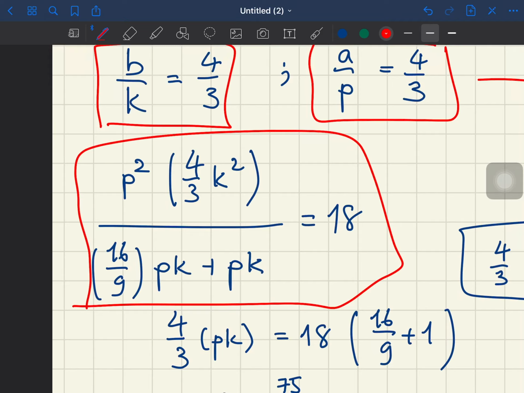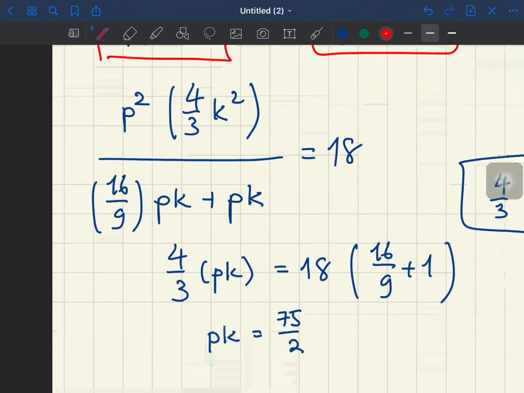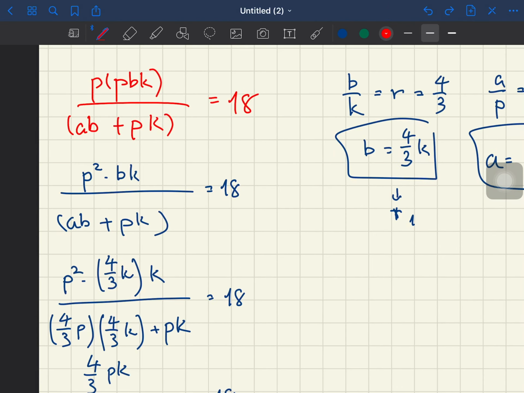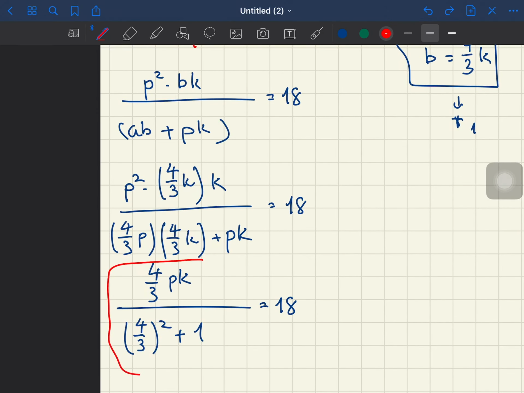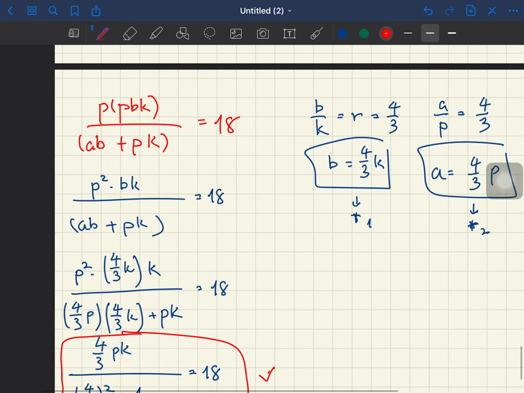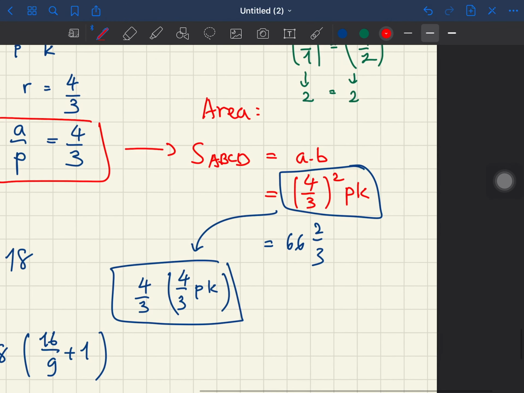Sorry, not this one, I mean this one. Okay, this one. You can just get the 4 over 3 PK, and eventually you will find that 4 over 3 PK is a number. And multiplying that 4 over 3 PK, the number, with 4 over 3, you will get 66 and 2 over 3, which is the final answer for S ABCD, or the area of ABCD.